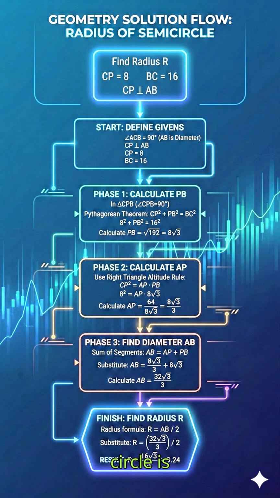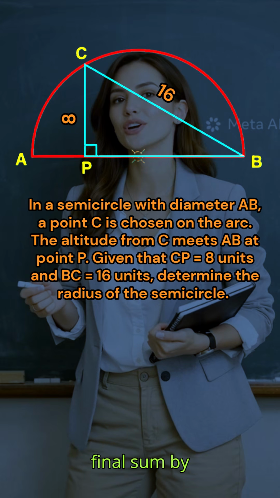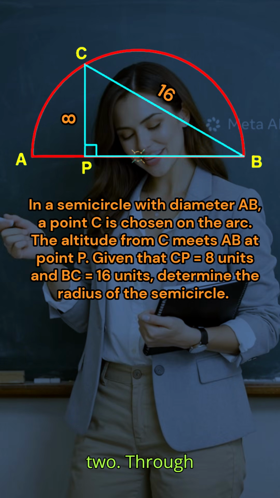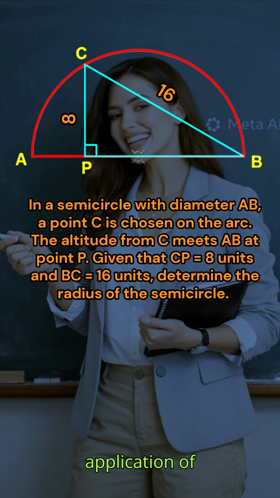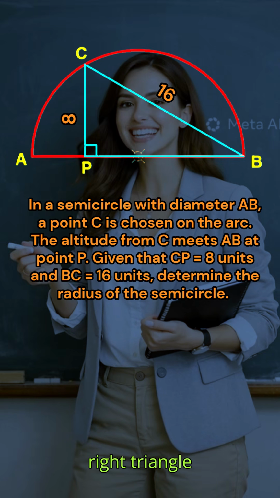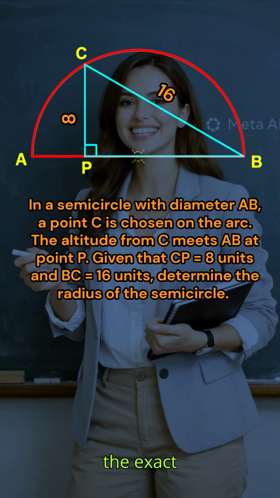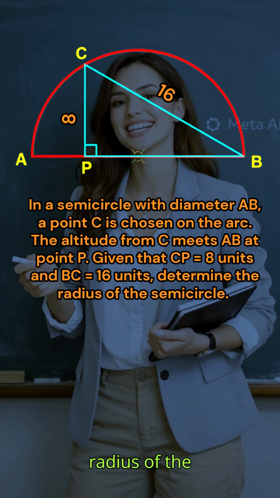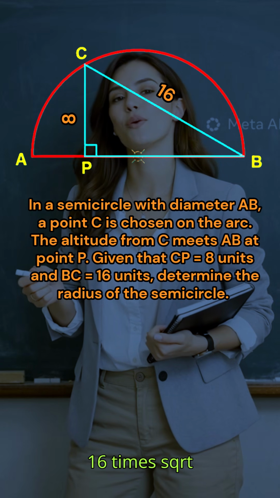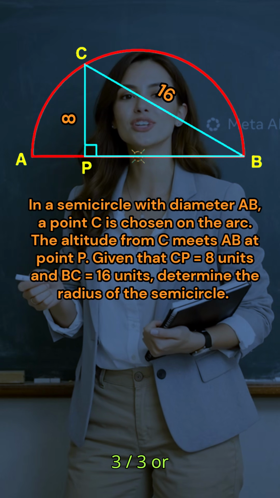Because the radius of a circle is defined precisely as half of its diameter, we divide this final sum by 2. Through this systematic application of similarity and right triangle trigonometry, we find that the exact radius of the semicircle is 16 times the square root of 3 divided by 3, or approximately 9.24.